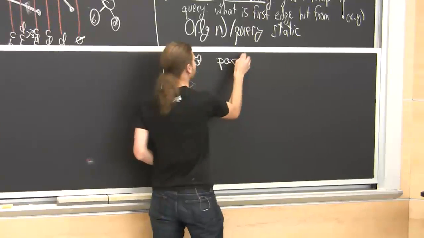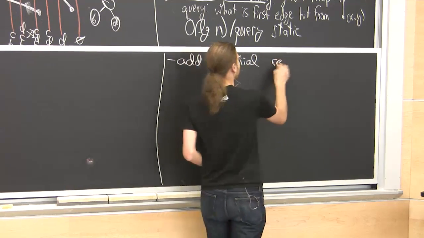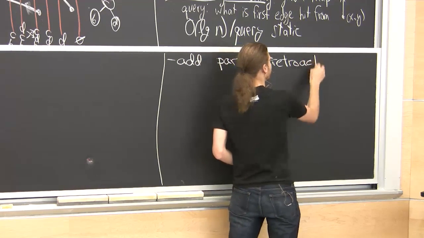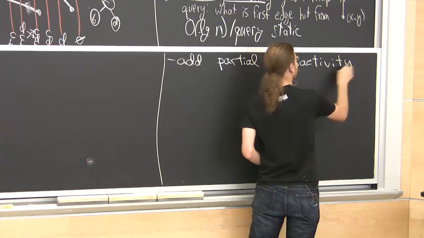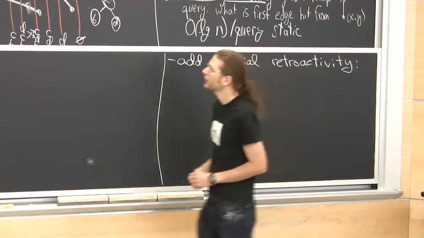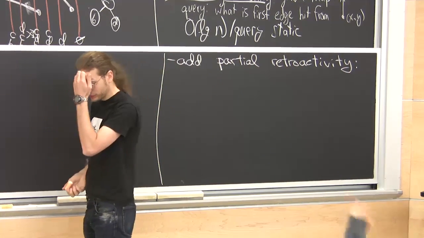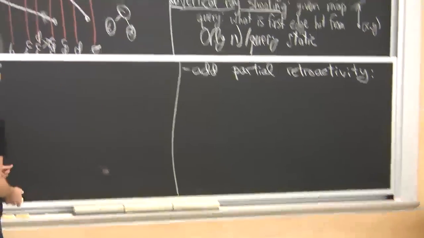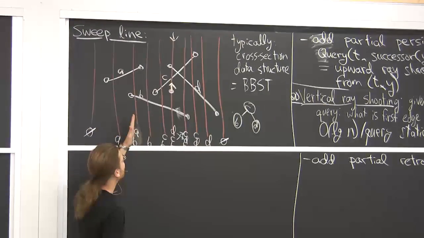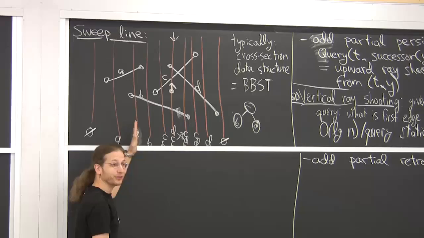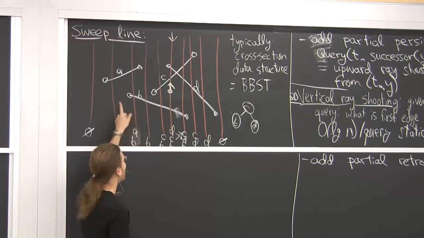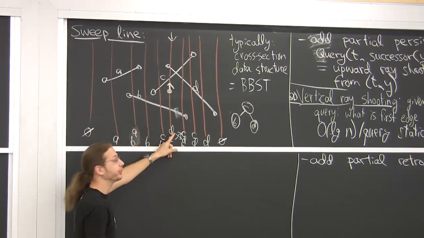Again, we're going to use partial retroactivity. And I can tell you for certainty, because I was there, this is why retroactivity was invented. So retroactivity, that would mean that we get to dynamically add and delete insertions and deletions. So that's like adding and deleting segments from the structure.